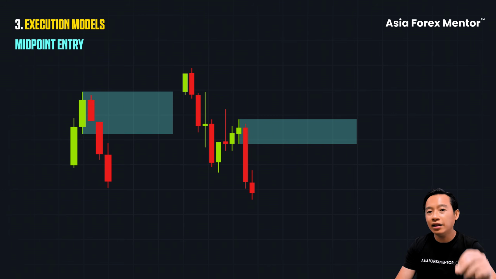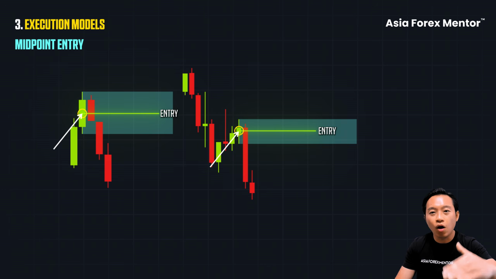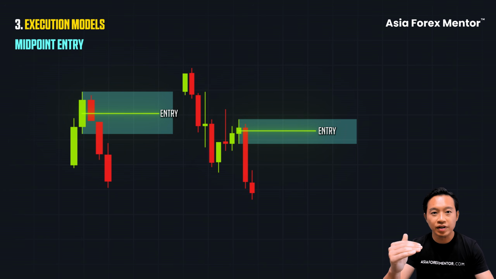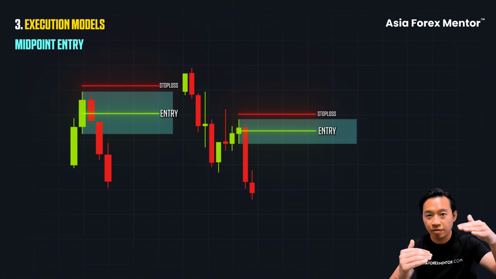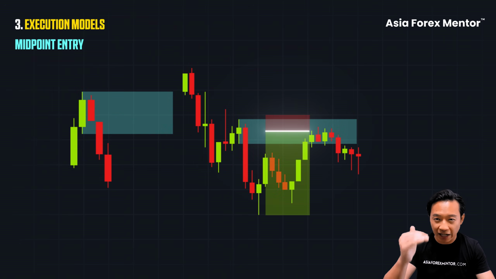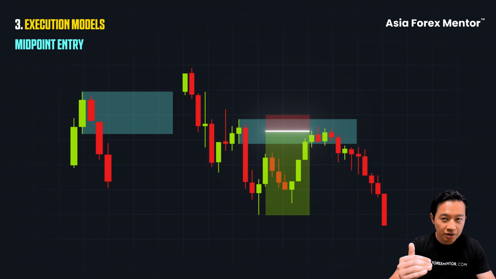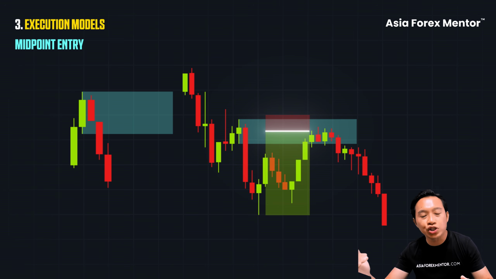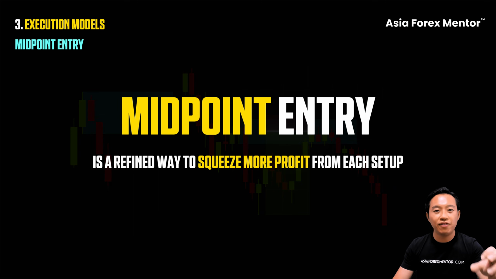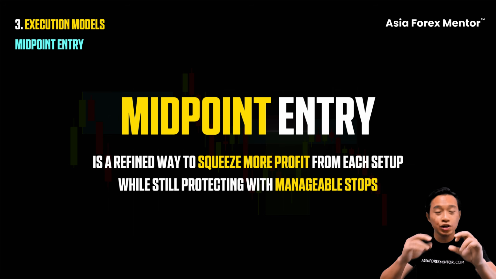Now you're entering from the midpoint of the order block, and it's the sweet spot for most traders. You place your entry at the midpoint, with the stops just beyond the extreme. This balances the other two worlds: a higher probability of entry than the wick method, and a better risk to reward ratio than the body method. It's a refined way to squeeze more profit from each setup while still protecting with manageable stops.